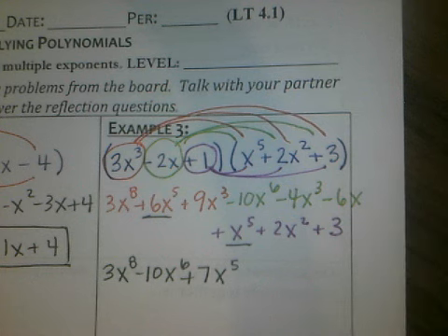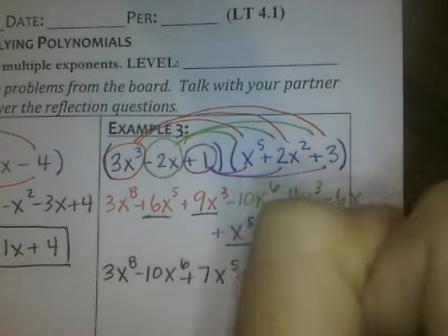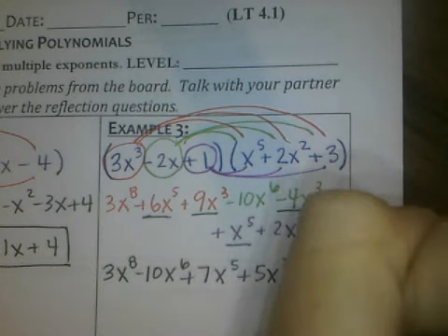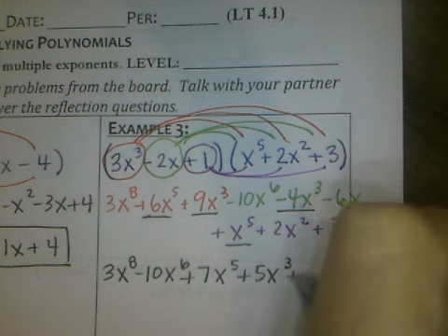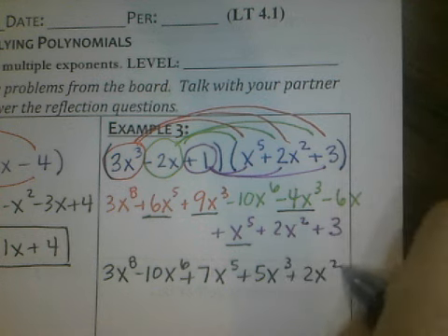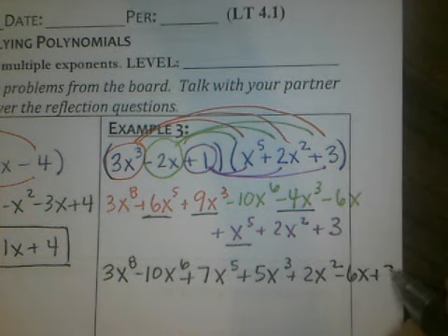No x to the fourth, but 2x cubed. 9 minus 4 is 5x cubed. And then 2x squared minus 6x plus 3.